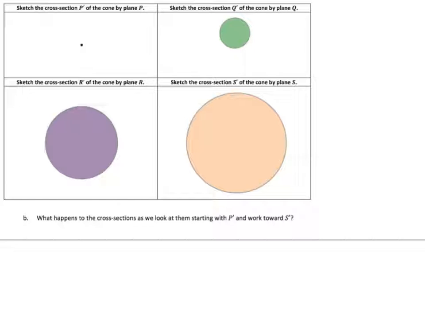So B, what happens to the cross sections as we look at them, starting with P prime and working towards S prime? Well, they get bigger, right? Because we're moving down the layers of the cone, the discs get bigger. So the intersection of plane P with the cone is a point, and each successive cross section is a disc of greater radius, therefore greater area, than the previous disc.